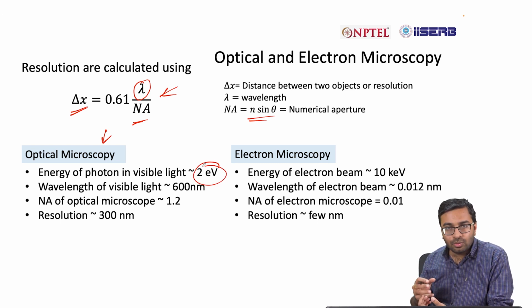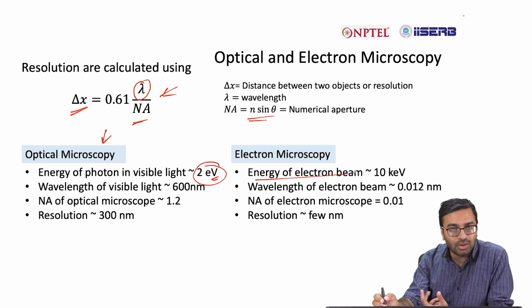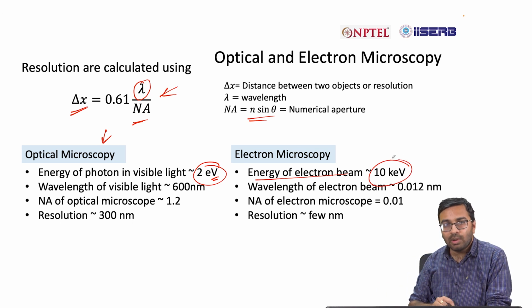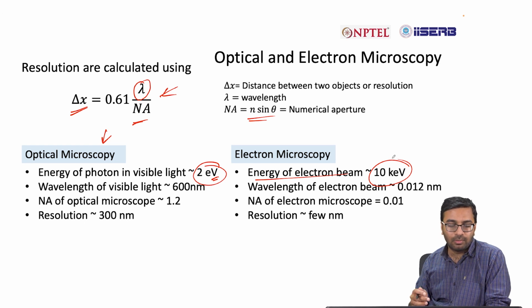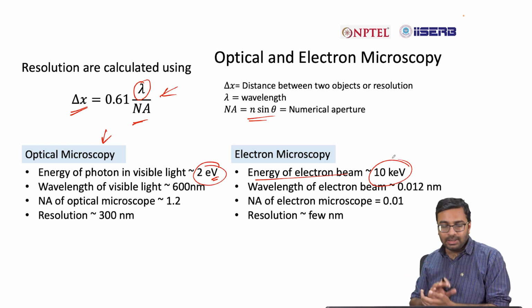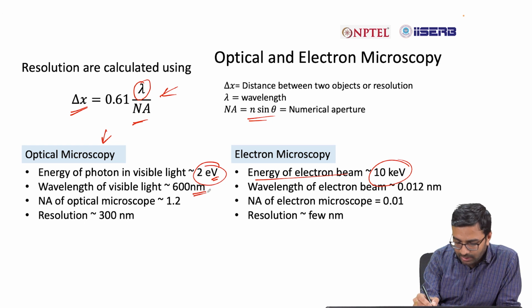In optical microscope, we use visible light. Now energy of photon in visible light is around 2 electron volts. However, the energy of an electron beam is around 10 kilo electron volts. So it's quite high. The energy of electron beam is significantly high compared to the energy of photon in visible light.